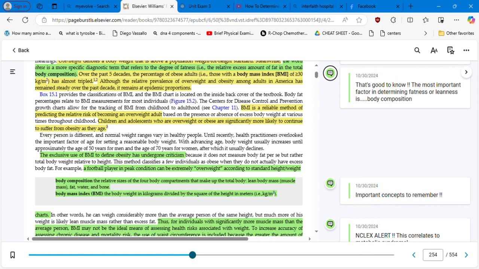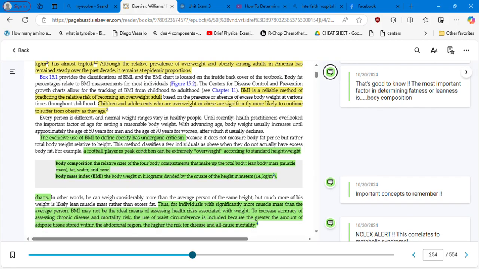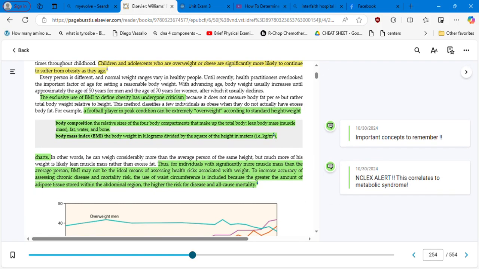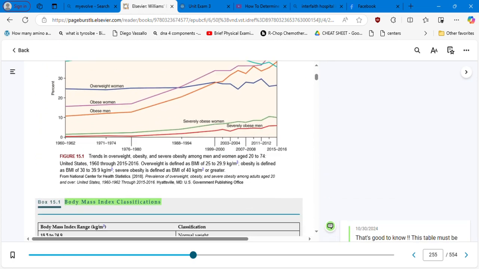BMI is a reliable method of predicting the relative risk of becoming an overweight adult. Children and adolescents who are overweight or obese are significantly more likely to continue to suffer from obesity as they age. Now, the exclusive use of BMI to define obesity has gone under criticism. And this is why. For example, a football player in peak condition can be extremely overweight according to a standard height and weight, right?